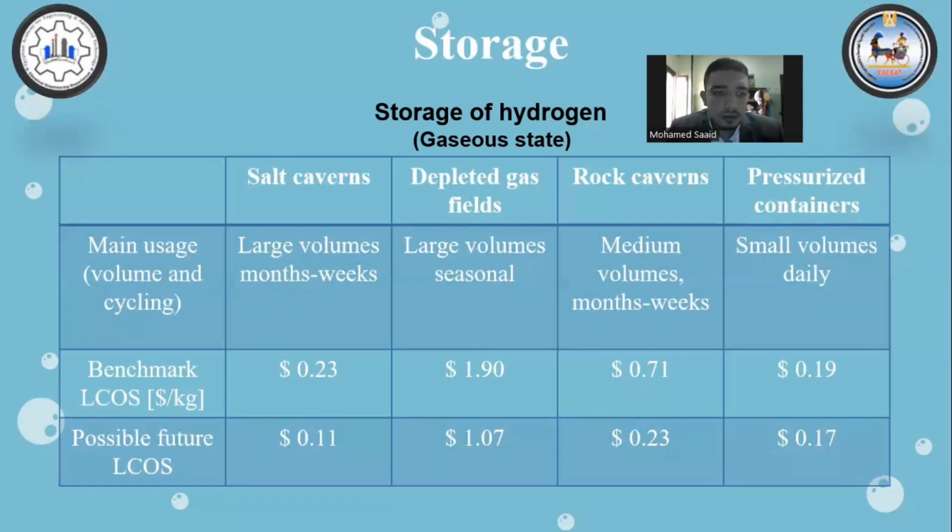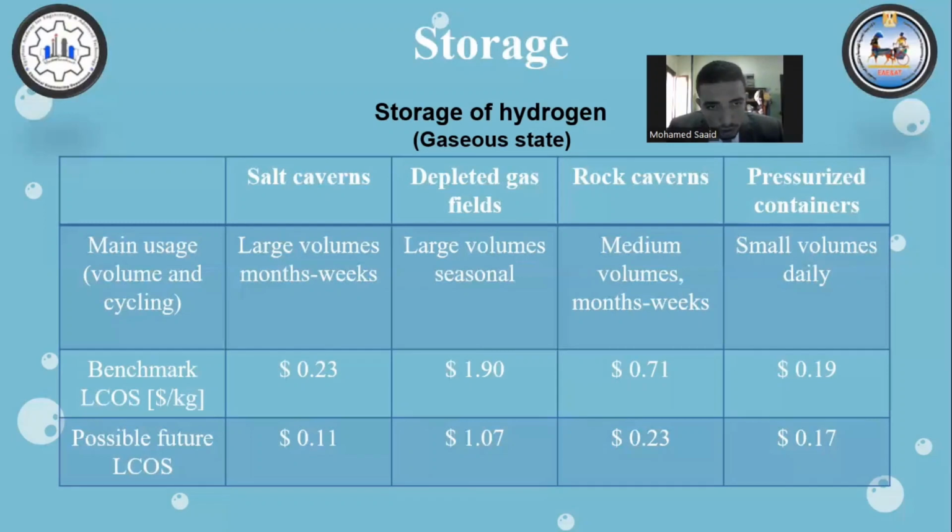The benchmark of LCOS for salt caverns will be $0.23 per kilogram. For depleted gas, it will be $1.9 per kilogram. For rock caverns, it will be $0.71 per kilogram. For pressurized containers, it will be $0.19 per kilogram.